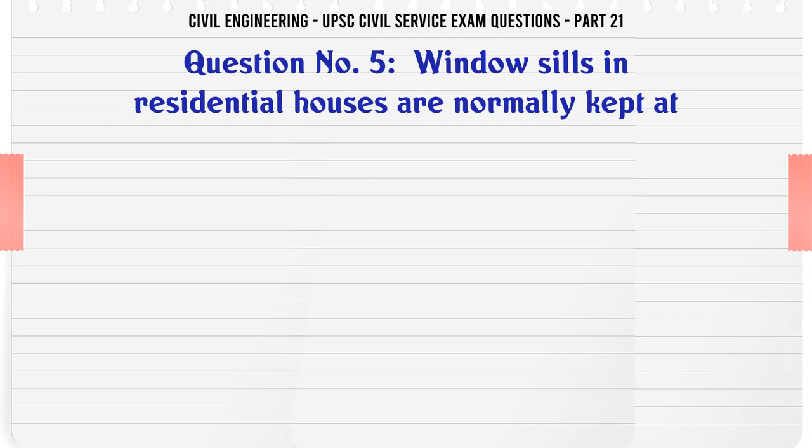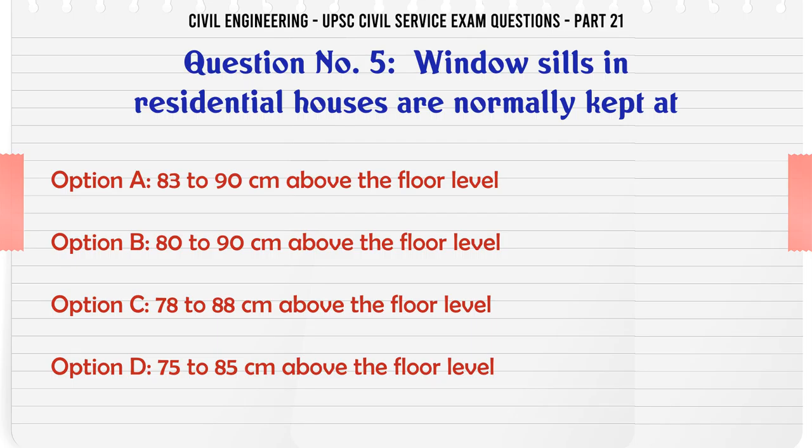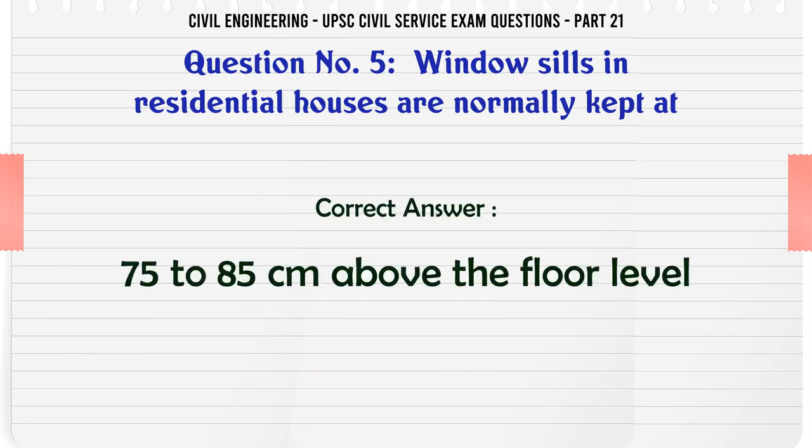Window sills in residential houses are normally kept at A. 83 to 90 centimeters above the floor level. B. 80 to 90 centimeters above the floor level. C. 78 to 88 centimeters above the floor level. D. 75 to 85 centimeters above the floor level. The correct answer is 75 to 85 centimeters above the floor level.